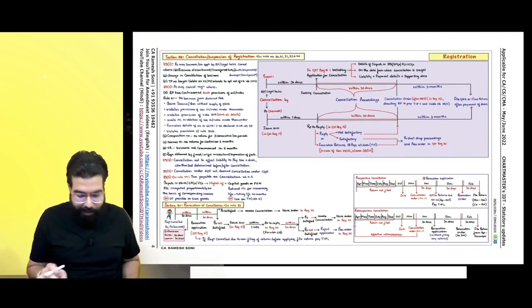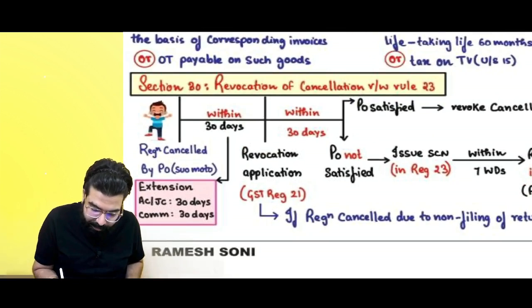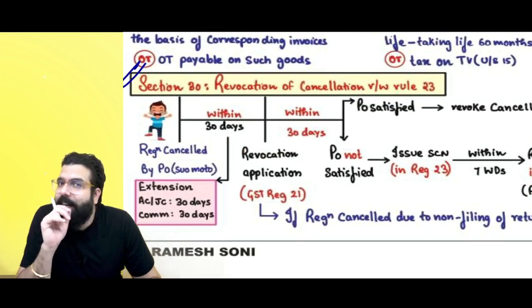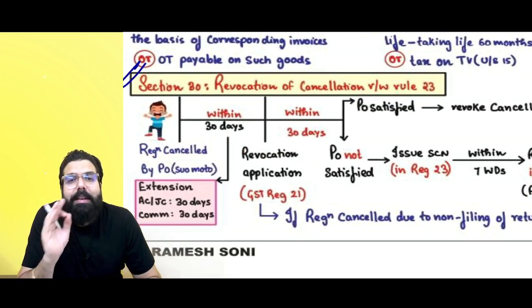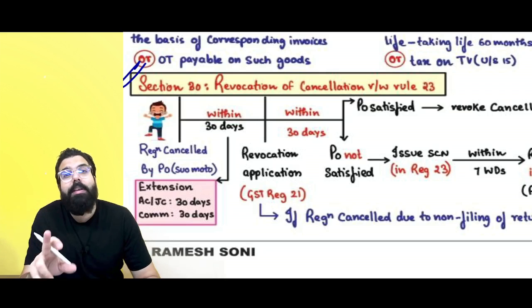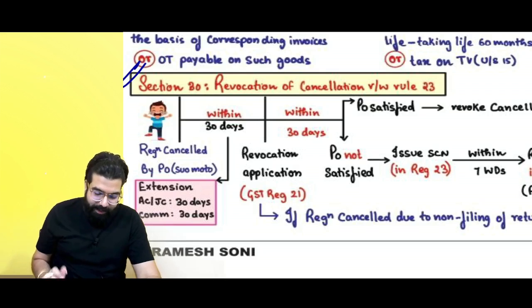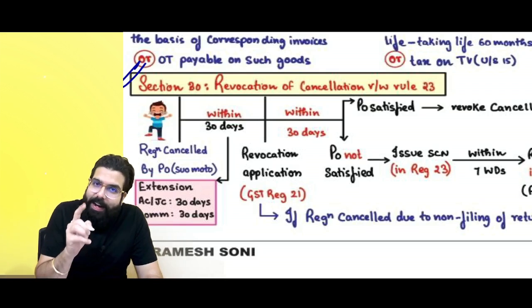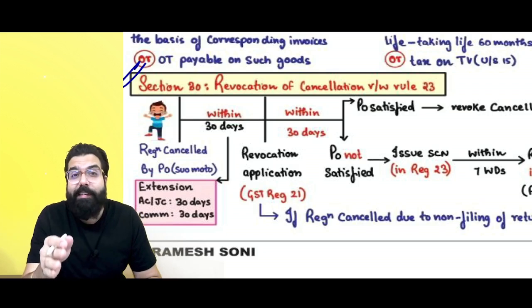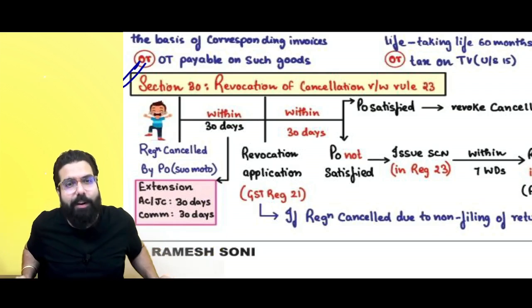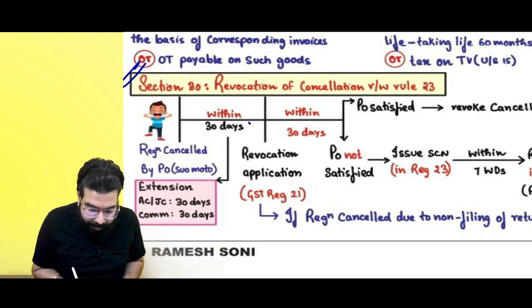When you are reading your chapter of registration, there is section number 30. Yes, sir, section number 30 was there. Now, in section number 30, previously an amendment was done wherein it was told that, sir, you can apply for revocation. Sir, your registration has been cancelled. You want your proper officer to revoke the cancellation. Then you can apply within 30 days.